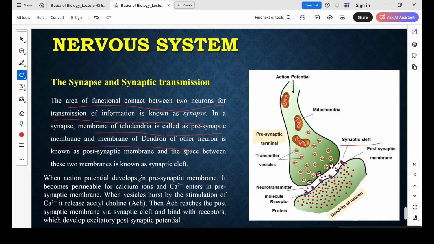When action potential develops in the presynaptic membrane, it becomes permeable to calcium ions, and calcium enters the presynaptic membrane. When vesicles burst by stimulation of calcium ions, it releases acetylcholine. Acetylcholine is one such neurotransmitter. The acetylcholine reaches the postsynaptic membrane via the synaptic cleft and binds with the receptors, which develops an excitatory postsynaptic potential.